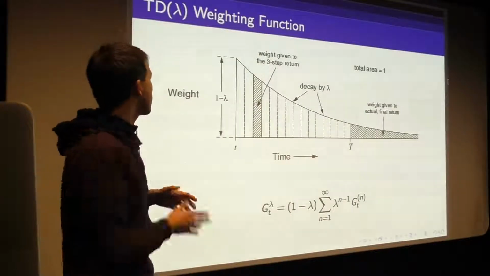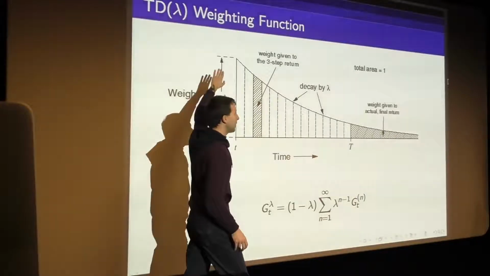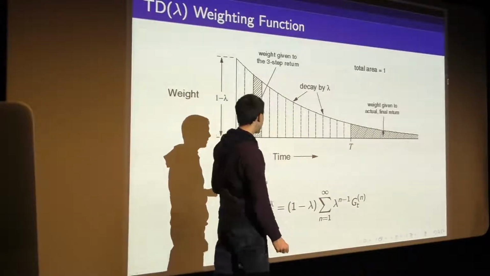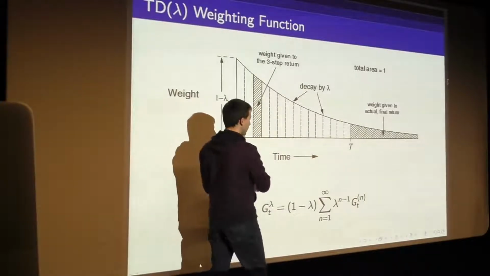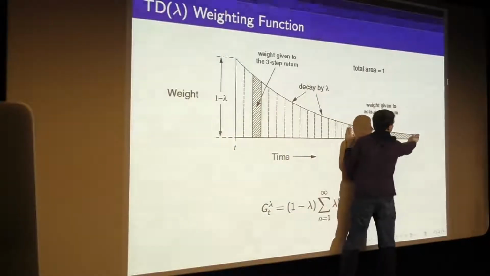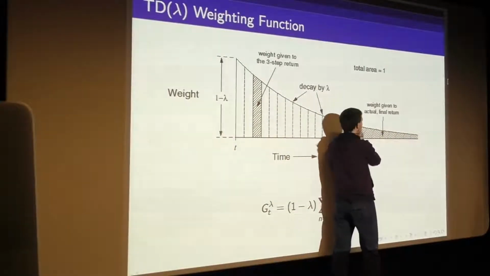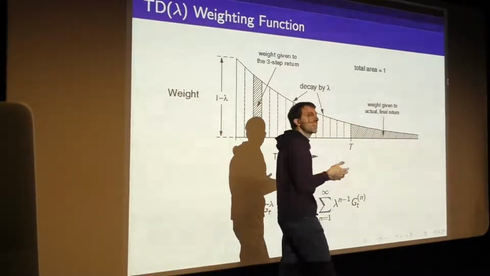So it looks something like this, where we have a weighting that decays geometrically over the number of steps that we look into the future, and we generate this lambda return. We sum up all of the final steps into one bigger weight that we use for the final return, the last step of the episode.